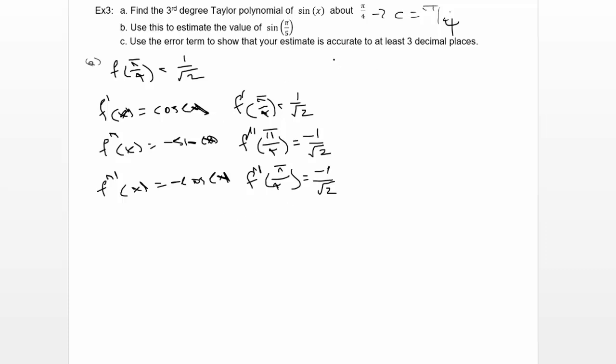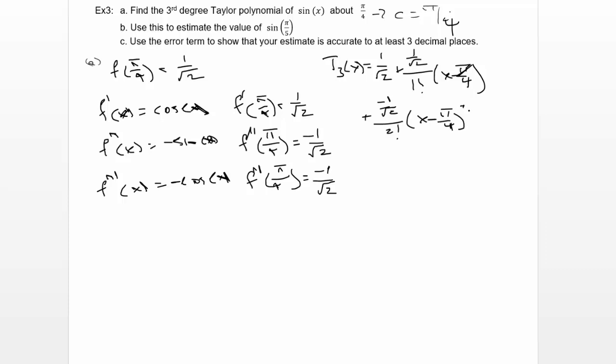Put this together, and our third degree Taylor polynomial then is going to be equal to the function at the center, plus the first derivative over 1 factorial times x minus the center, plus the second derivative over 2 factorial times x minus the center squared, plus the third derivative over 3 factorial times x minus the center to the third power.